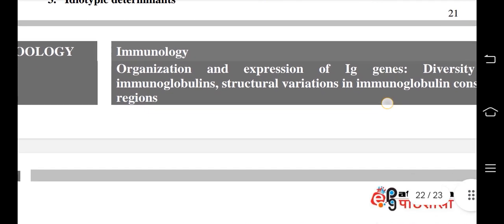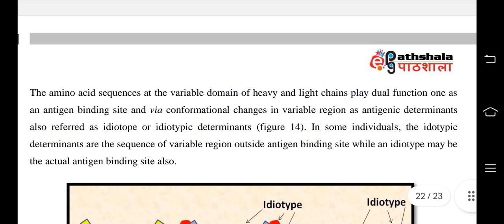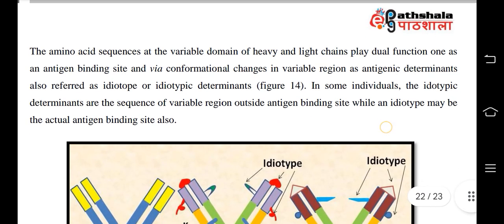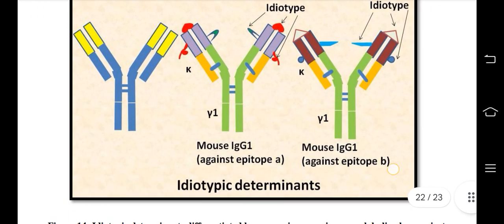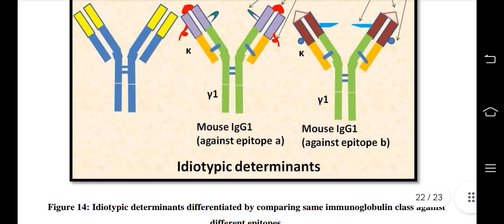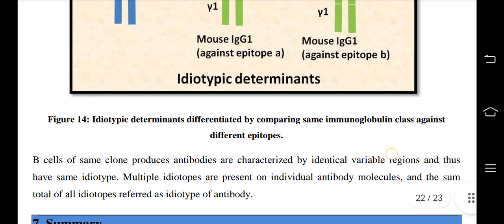Idiotypic determinants. The amino acid sequence at the variable domain of heavy and light chain plays a dual function: first, as an antigen binding site, and second, via conformational changes in variable regions, as antigenic determinants, also referred to as idiotype or idiotypic determinants. In some individuals, the idiotypic determinants are the sequence of variable region outside the antigen binding site, while an idiotype may be the actual antigen binding site also. Idiotype: mouse IgG1 against epitope A, mouse IgG1 against epitope B.